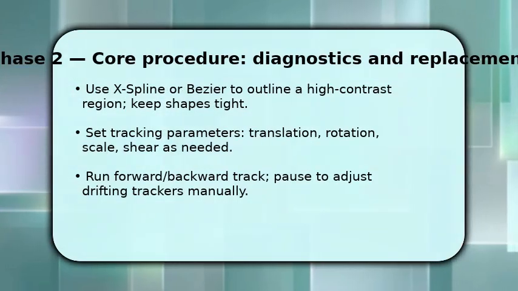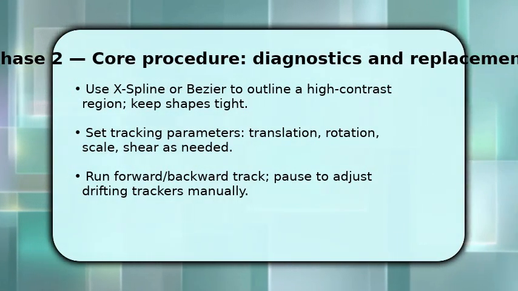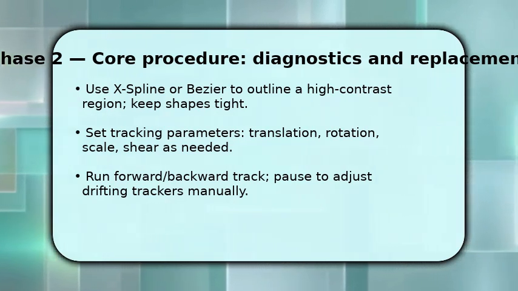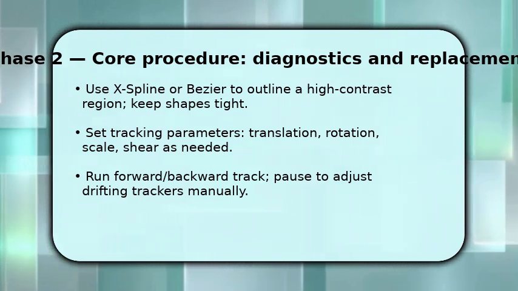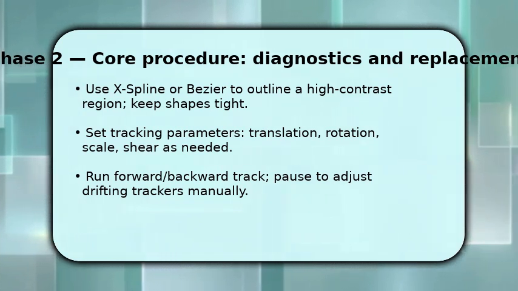Now you draw a tight X-spline or Bezier spline around a high contrast area. Edges and texture matter because Mocha tracks patterns, not points. Once done, pick the appropriate motion parameters. Translation only for simple moves, add rotation and scale for perspective changes, include shear for skew.